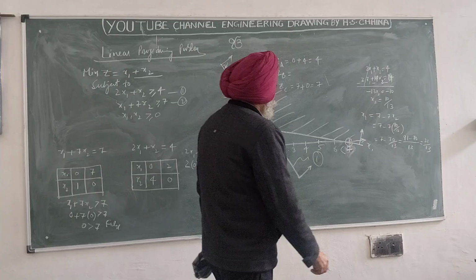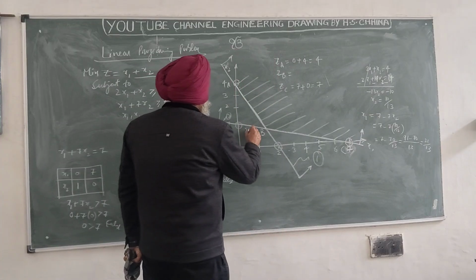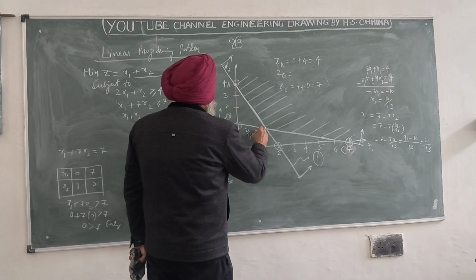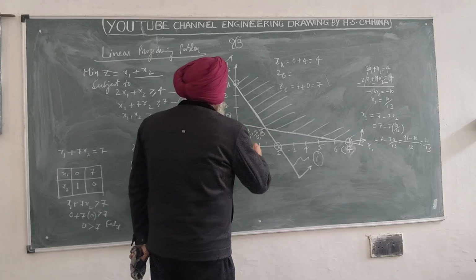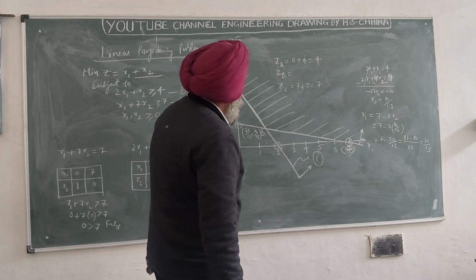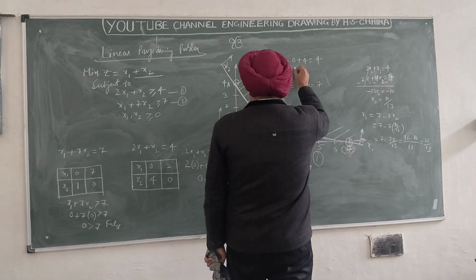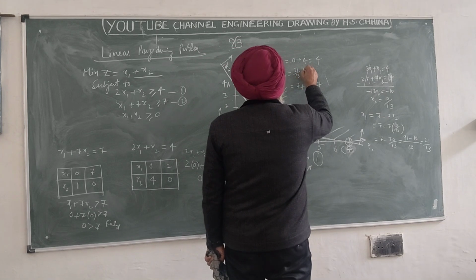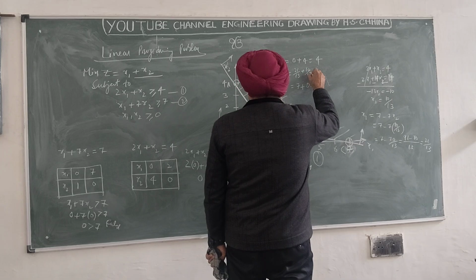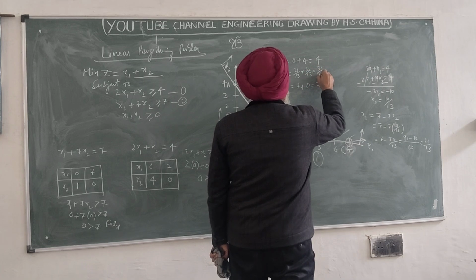So we got two coordinates. This is 21 by 13, comma 10 by 13. Clear? So we got these two coordinates, 21 by 13 and 10 by 13. I substitute here. This is 21 by 13 plus 10 by 13. This is 31 by 13.